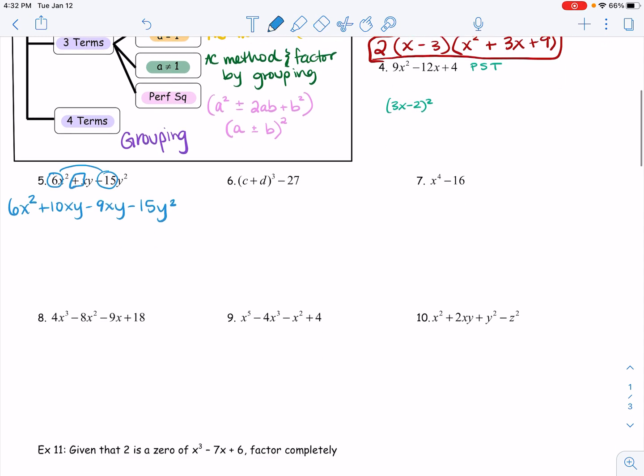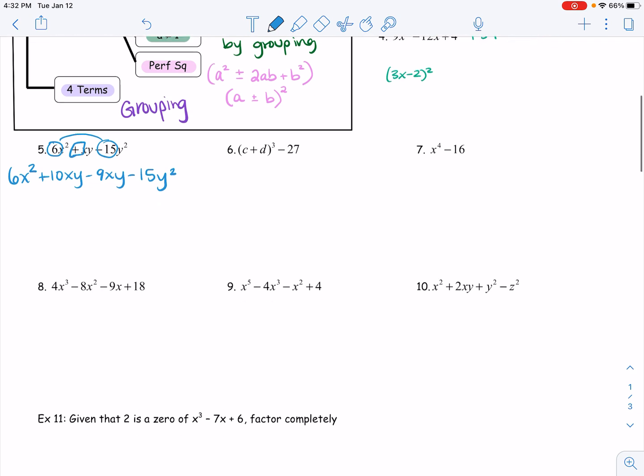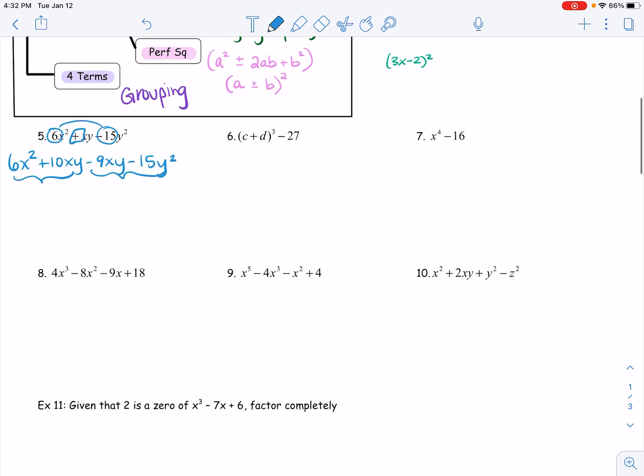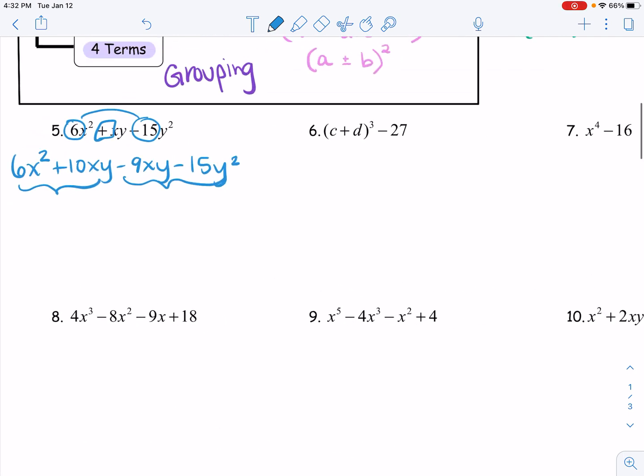Okay. Notice when I rewrote that middle term, I keep the same variables. If it was that plus 1xy, then when I rewrite it, it's a 10xy minus 9xy. Okay. Factoring by grouping, I look at the first two terms, I look at the last two terms. First two terms have a GCF of 2x, leaving me with 3x plus 5y. Last two terms have a GCF of negative 3y, leaving me with 3x plus 5y.